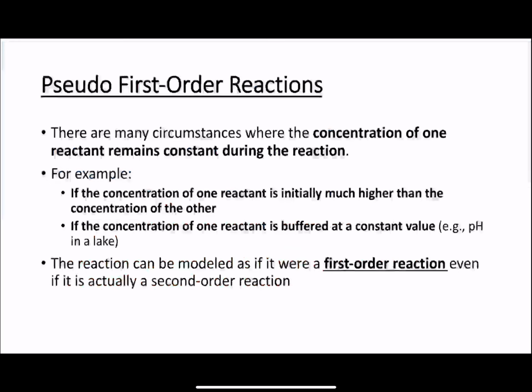Pseudo first order reaction: there are a lot of times that the concentration of one of the reactants remains constant during the reaction. For example, if the concentration of one reactant is initially much higher than the concentration of the other, or if the concentration of one reactant is buffered at a constant value, for example pH in a lake. So in this case, we have to use the pseudo first order reaction.